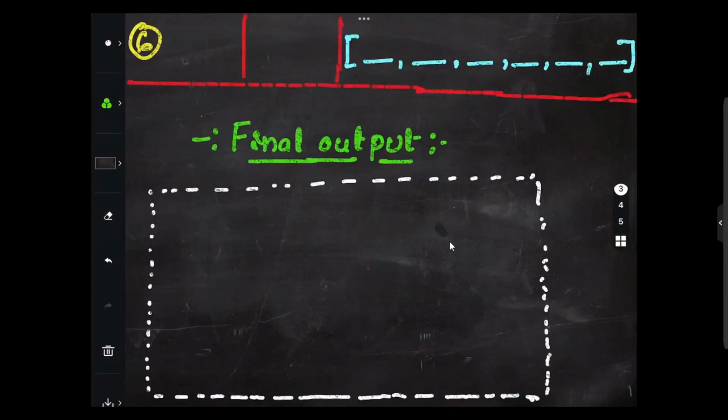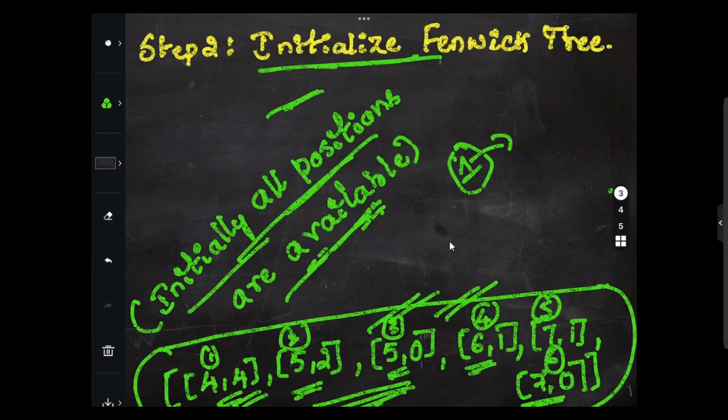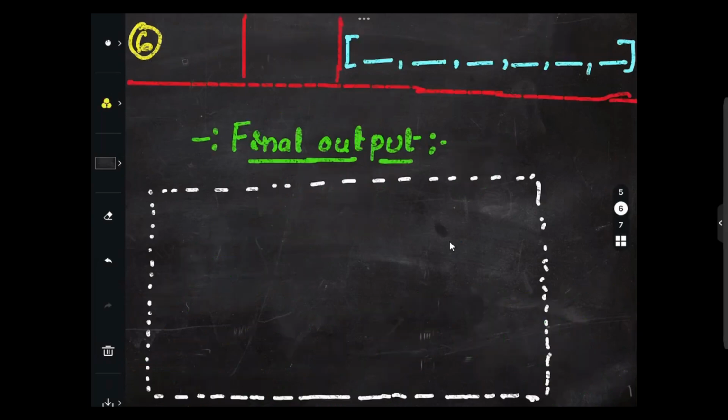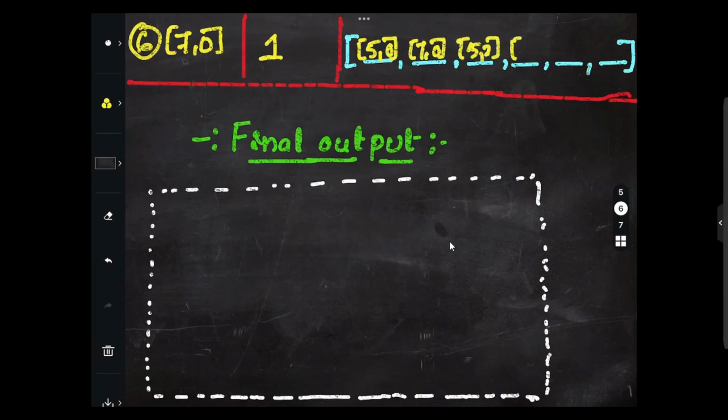So finally we have to insert the last one that is left, 7 comma 0. Let me insert 7 comma 0 at index 1. So here it will be 5 comma 0, 7 comma 0, 5 comma 2, 6 comma 1, 4 comma 4 and 7 comma 1. I hope this is clear, right?